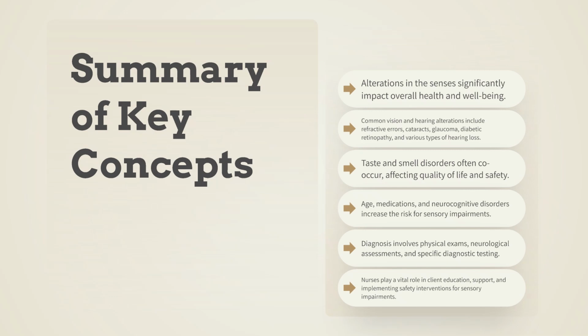So the basic summary is alterations in senses can significantly impact overall well-being. Common vision and hearing issues are refractive errors, cataracts, glaucoma, diabetic retinopathy, and there's a bunch of different types of hearing loss. Just remember that with hearing loss, it can be sensory neural, which is all the nerves are having issues communicating with each other, or it can be conductive, which means there's something blocking the way. Taste and smell disorders are commonly together. Those are going to increase risk of death from fire or carbon monoxide poisoning. It's really important that we drill this into people's heads.